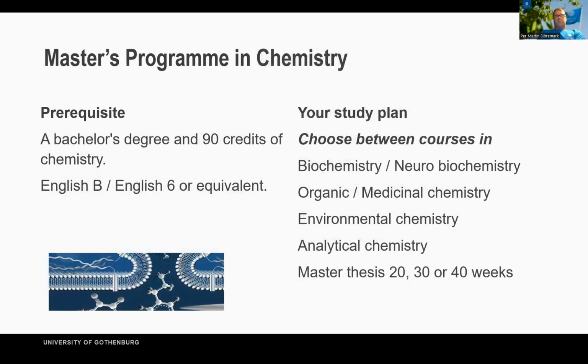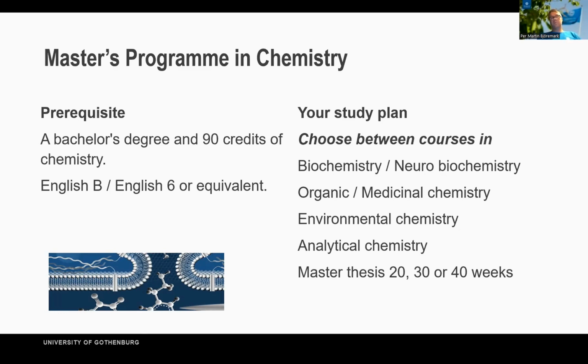We also have a master's program in chemistry. To be able to apply for this program, you need a bachelor's degree, which contains 90 credits of chemistry. That's half a bachelor in Sweden. In the master's program in chemistry, we have 3 routes to the degree that we have predetermined.